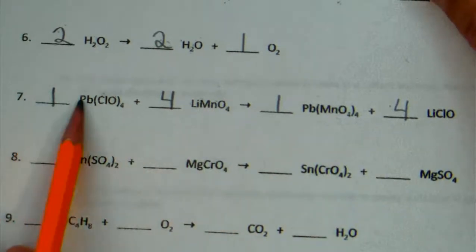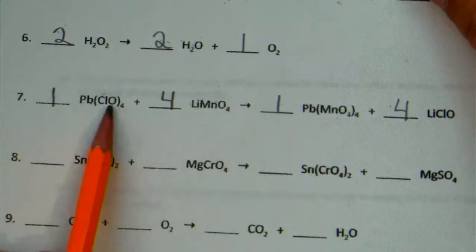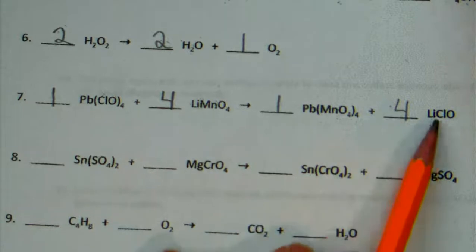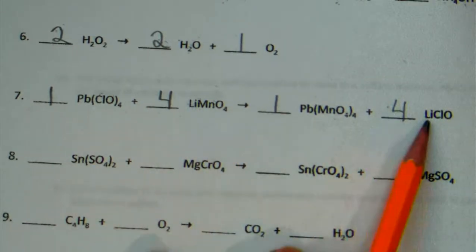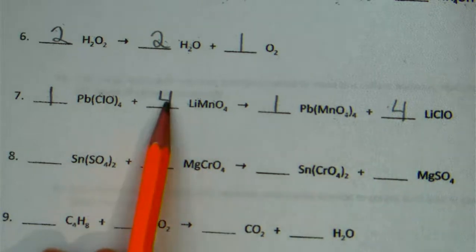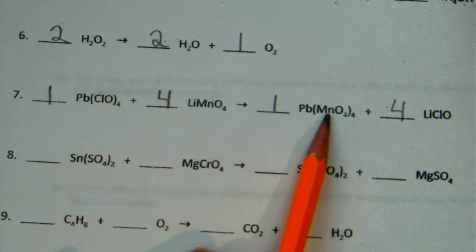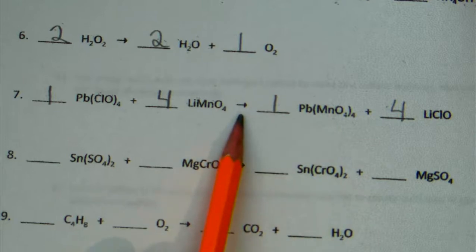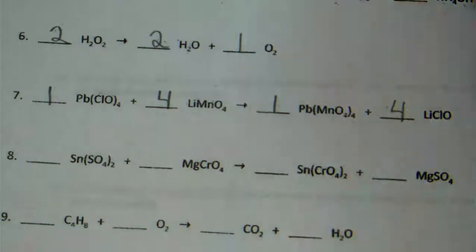So 1 lead on the left, 1 lead on the right. 4 hypochlorites on the left, 4 hypochlorites on the right. 4 lithiums on the left, 4 lithiums on the right. 4 permanganates on the left, 4 permanganates on the right. This is a balanced chemical reaction with coefficients 1, 4 yields 1, 4.